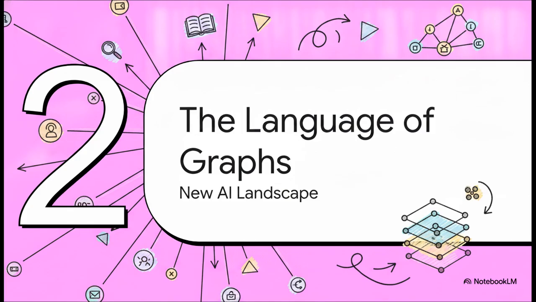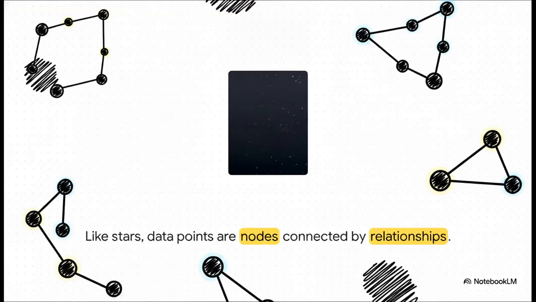Moving right along to Section 2, the language of graphs, and this brand new AI landscape. Okay, so just like those stars we talked about form recognizable constellations in the night sky, a graph in computer science is basically made of two main things. First, you have a node set, which represents the actual entities or data points, and second, an edge set, representing the specific relationships between them.